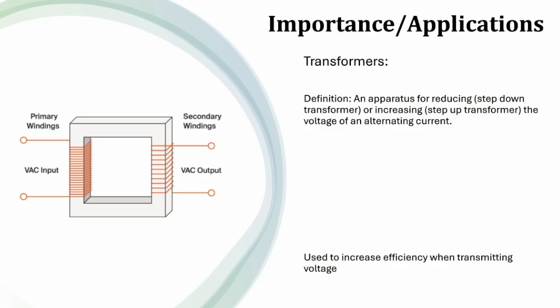So what's the importance of understanding voltage? Apparatus called transformers can be used to increase or decrease the voltage in an alternating current. When voltage is reduced, a step-down transformer is used, and for an increase, it is called a step-up. The purpose is to increase the efficiency when transmitting voltage and reduce power loss. This is a formula that can be used showing the proportional relationship between the number of turns and the voltage.